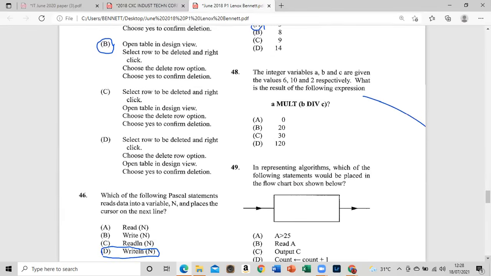48 now. So your next math. Given the integer variables a, b, and c with the values 6, 10, and 2 respectively, what is the result of the following expression? This is my interpretation. If you have a different interpretation, please share with me. So first, I'm going to put the values of a. That's equal to 6, because it's respectively, so it's in the order that it's given. So a is equal to 6, b is equal to 10, and c is equal to 2.